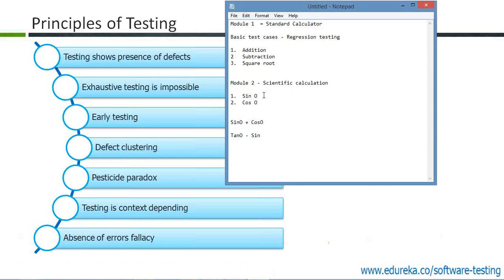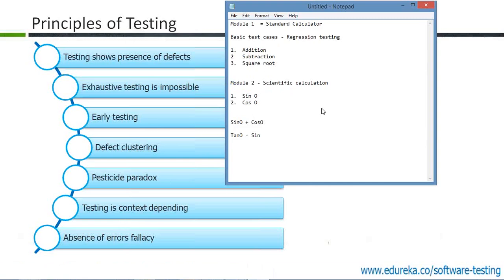You understood? To overcome this, it is very important to review the test cases regularly, and new and different tests have to be written for the reliability of the software. This is what is called the pesticide paradox.